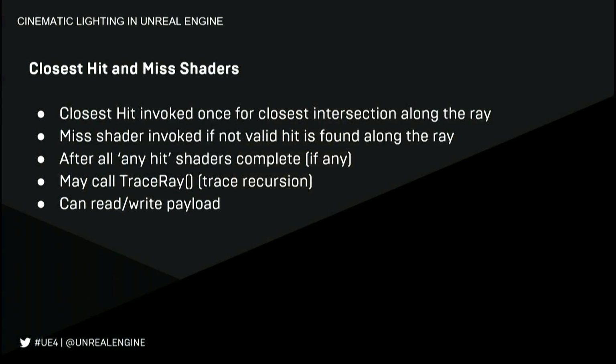The closest hit and miss shaders are very similar in functionality. The only difference is that a closest hit shader is called if a closest hit is actually found, and a miss shader is invoked if none is found. In both cases, this can happen after some number of any hit shader invocations and intersection shaders during traversal. And importantly, as I mentioned, both of these types of shaders can call trace ray, which means that we support trace recursion up to some level of recursion, and they can read and write the payload.